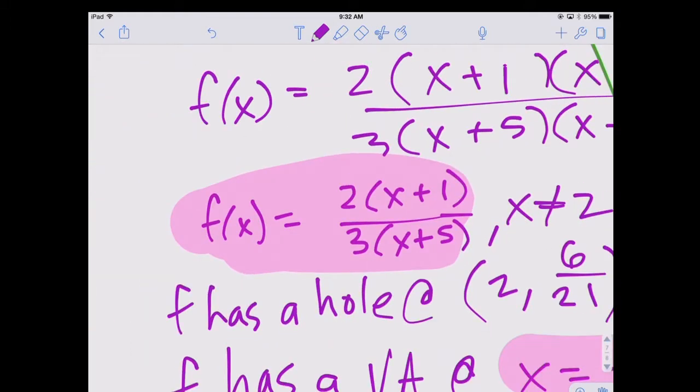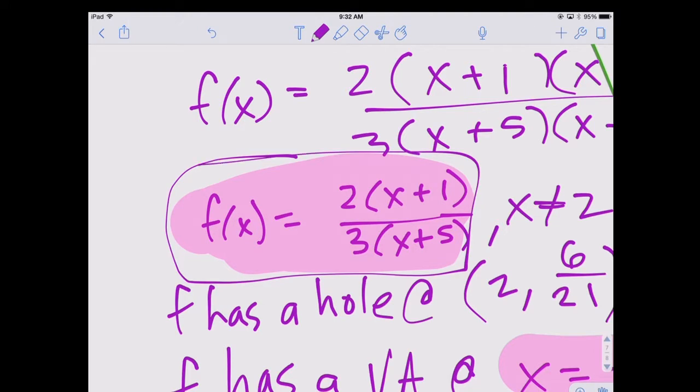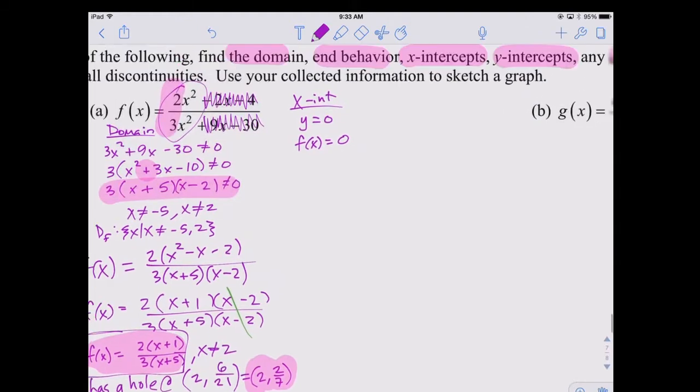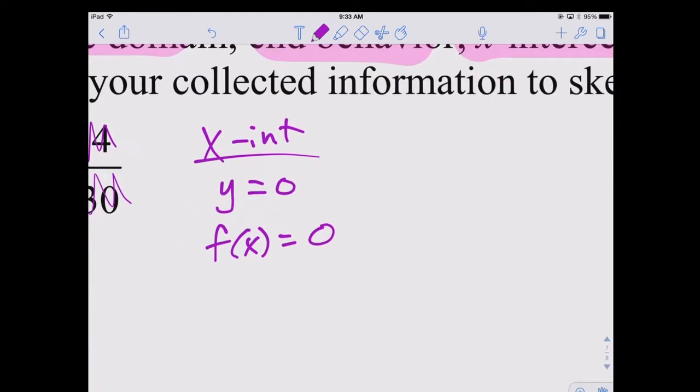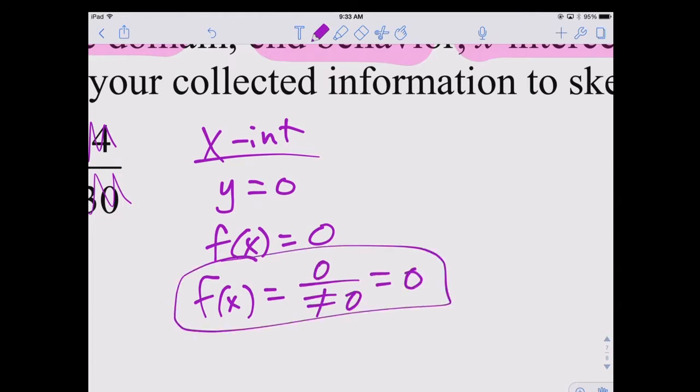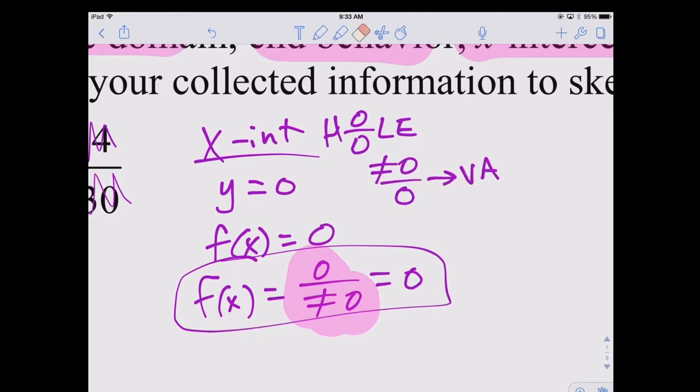So when you're finding your x-intercepts, you want to look at this version right here after you get rid of any holes. Okay? So for a function that's a ratio, f of x is going to equal 0 when you get a 0 over a non-zero. That equals 0. That's important. Just to put them all together here, 0 over 0 means what? Hole. And non-zero over 0 means vertical asymptote. So those are kind of the three things that you need to be aware of.